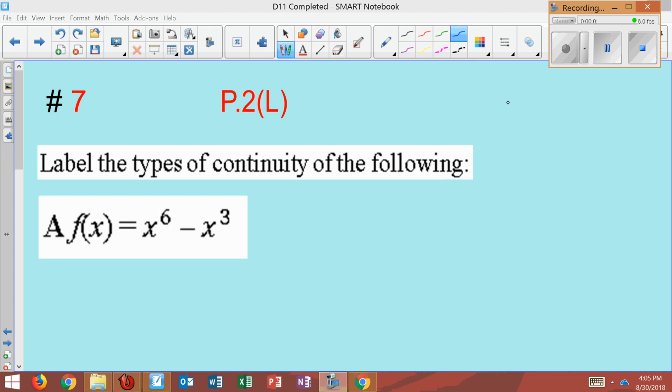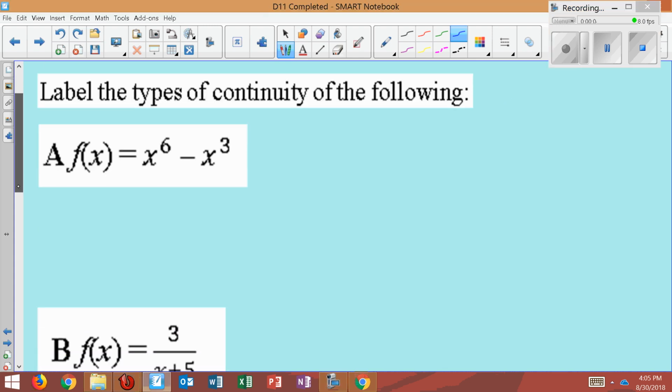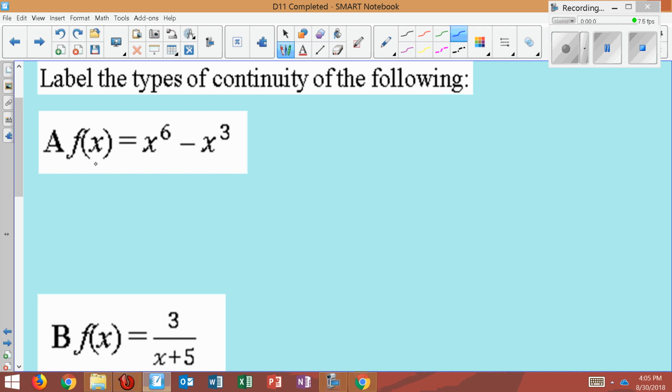Number 7, label the types of continuity for the following. First, part A has the function x to the power 6 minus x cubed. Now remember, each function by default is going to be x as an element of all reals without any breaks unless one of the following happens.